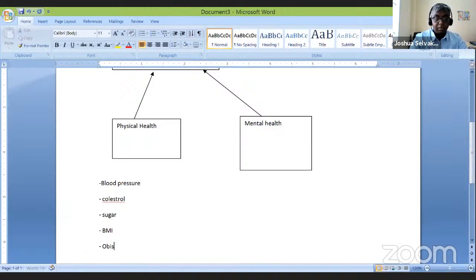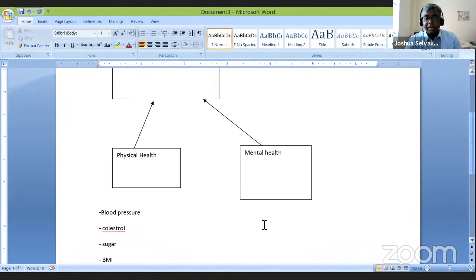Obesity. So this is all physical. See how many variables I have now: variable 1, variable 2, variable 3, variable 4, variable 5. Five variables I have taken from literature to understand physical health. If I understand physical health, I can understand the larger construct, which is health.